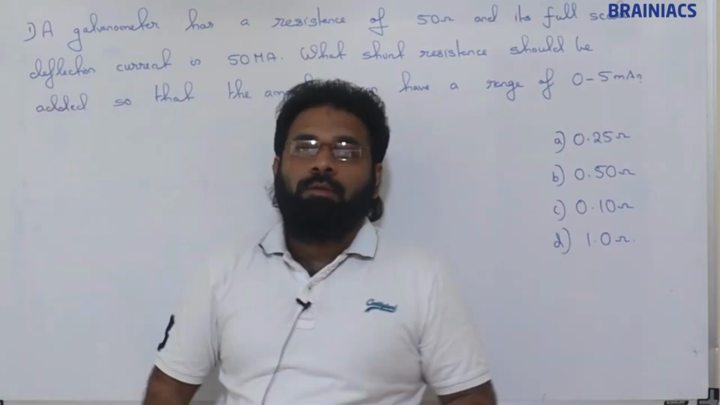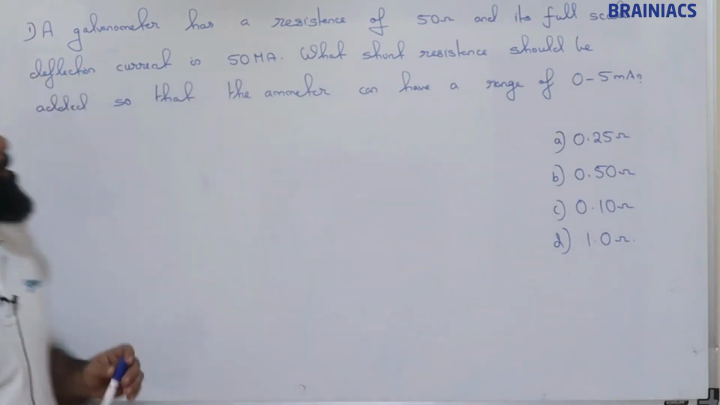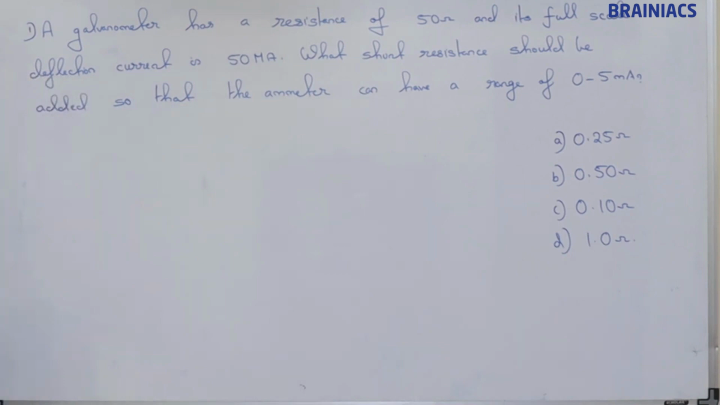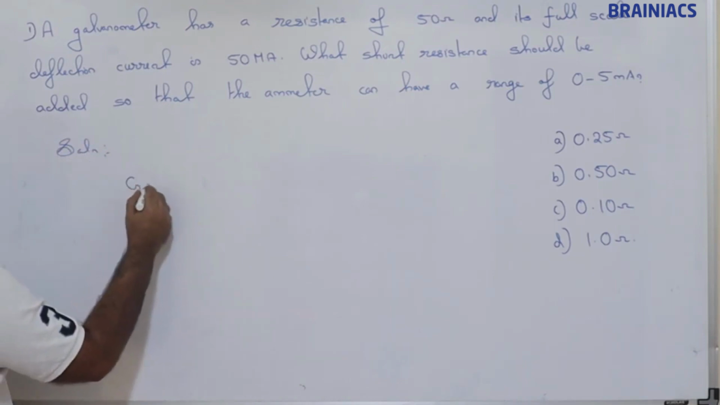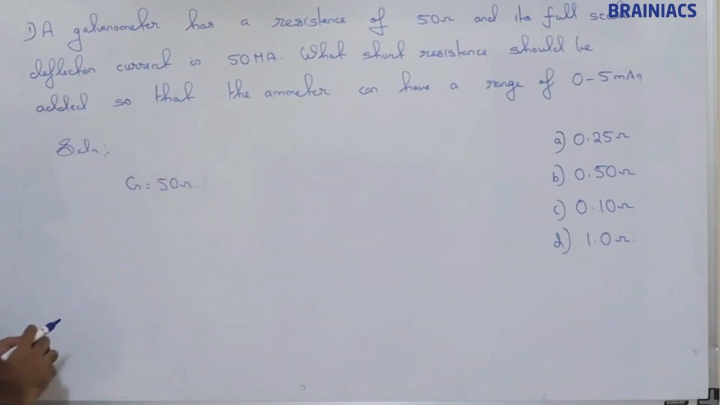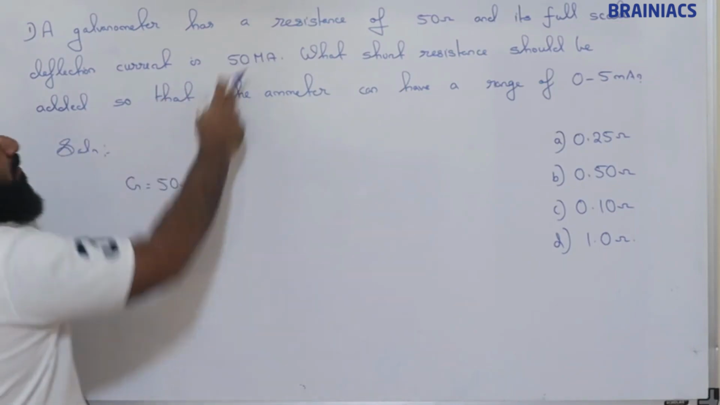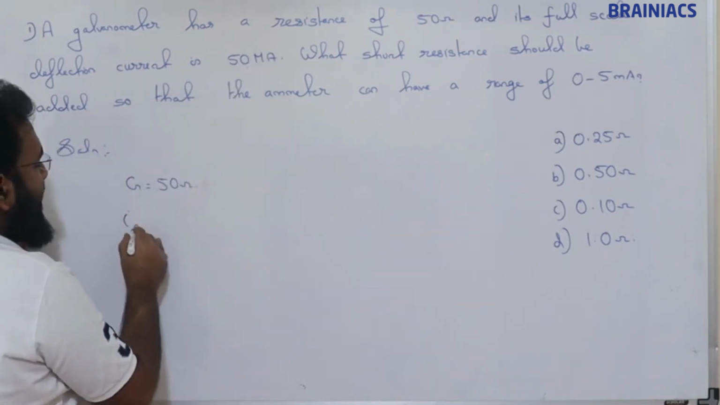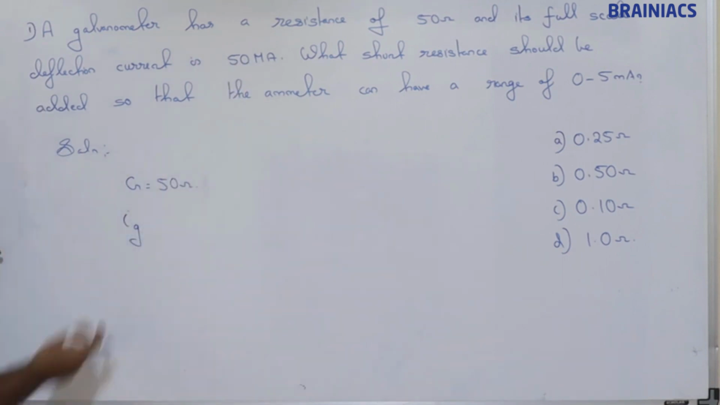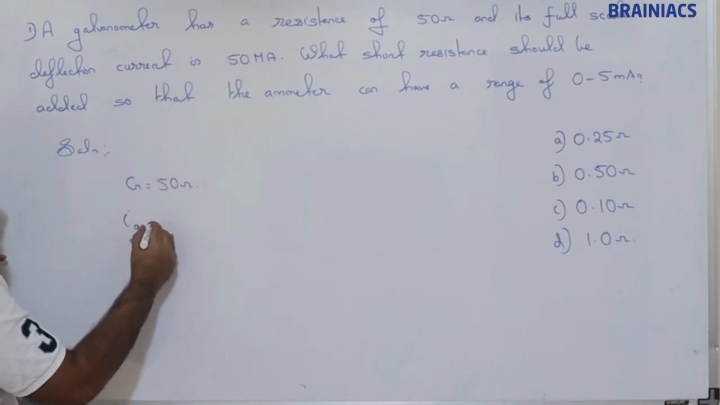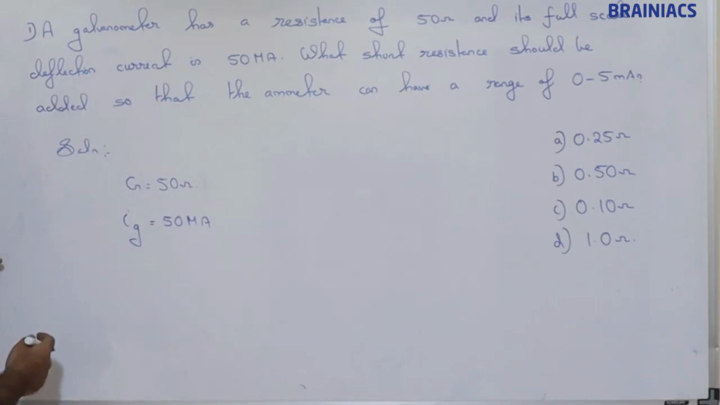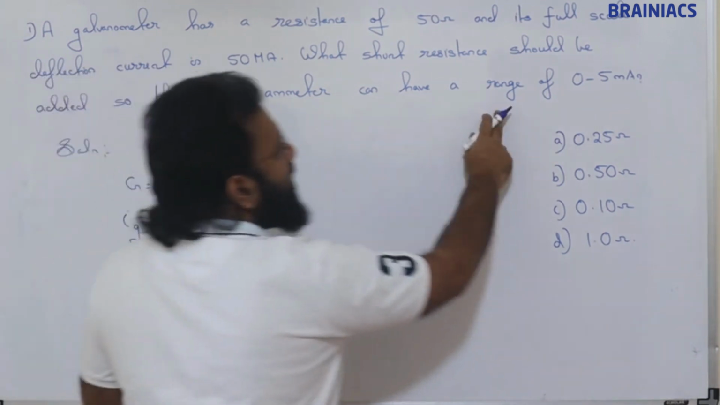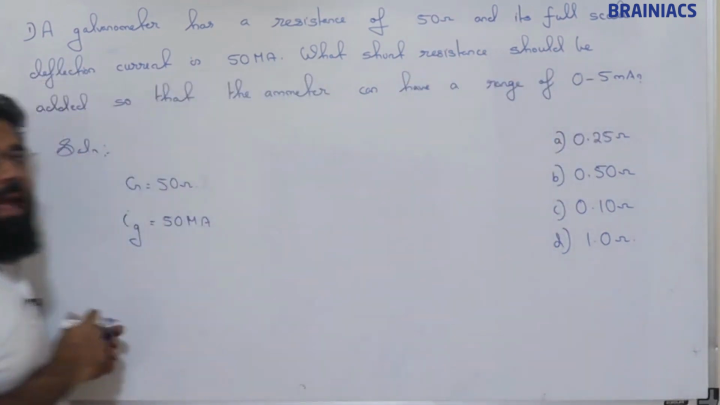Note down. Clear? So take this question. A galvanometer has a resistance of 50 ohm, and its full scale deflection current is 50 microampere. Full scale deflection current means the maximum current the galvanometer can have, that is 50 microampere. Now what shunt resistance should be added so that the ammeter can have a range of 0 to 5 milliampere?